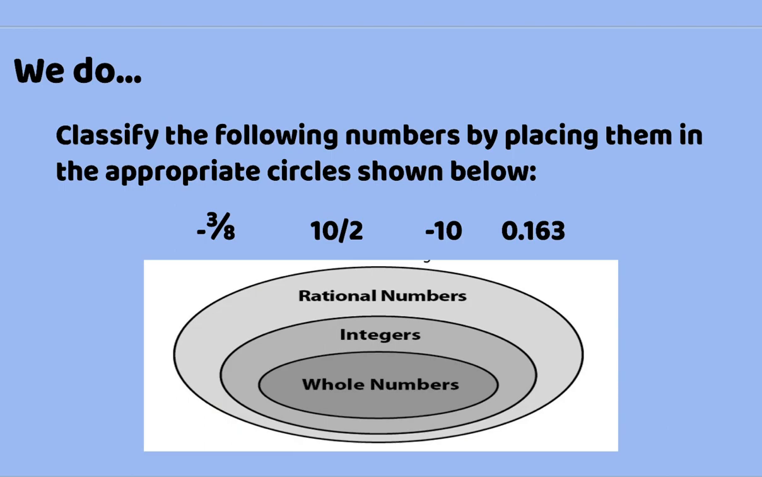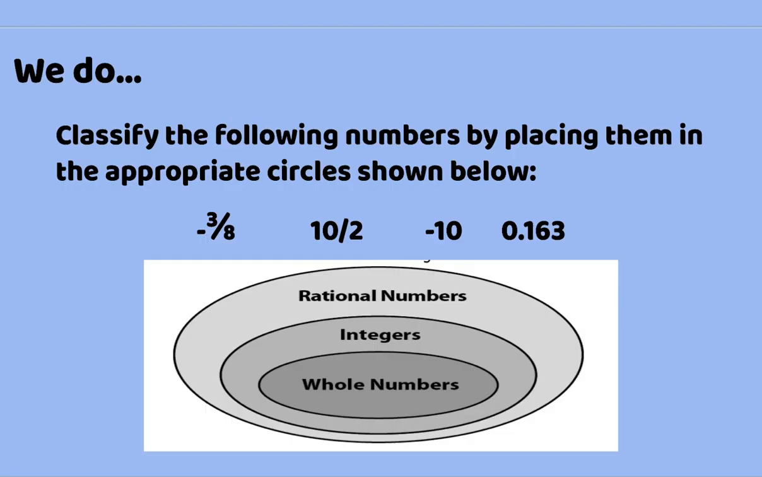And then our last circle is going to be the outside circle, and that is going to be rational numbers. Okay, rational numbers are where your fractions and decimals go. So if they have a fraction or decimal part, they're going to belong in rational. It doesn't matter if they're positive or negative, they can be either, but they have to have a decimal or a fractional part to be in the outside circle.